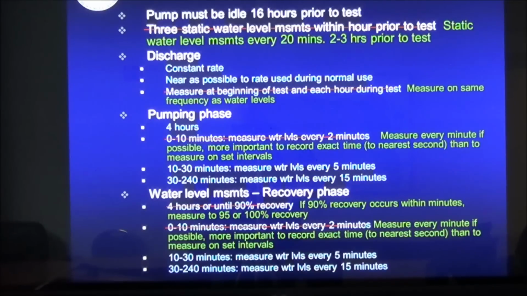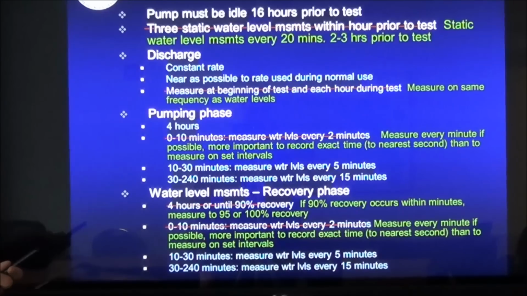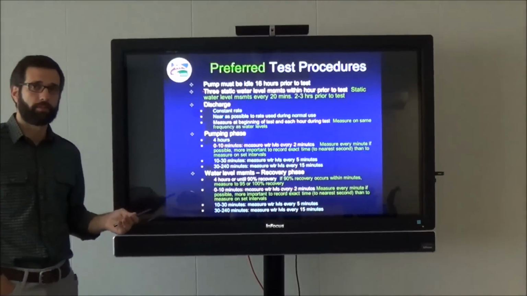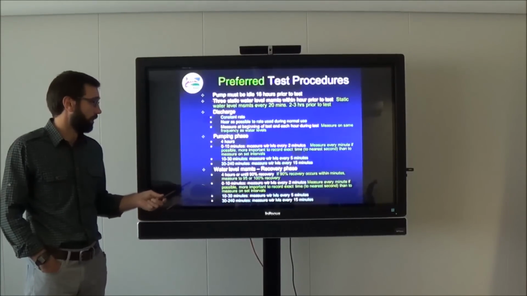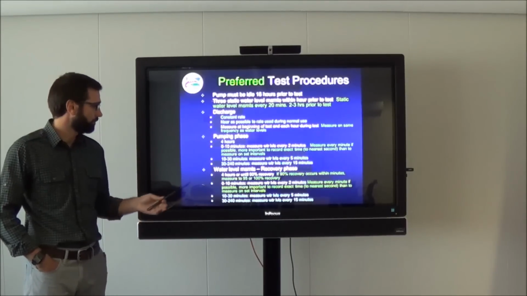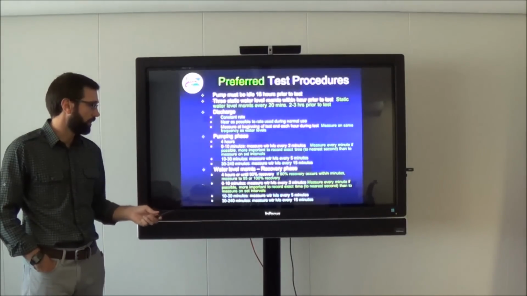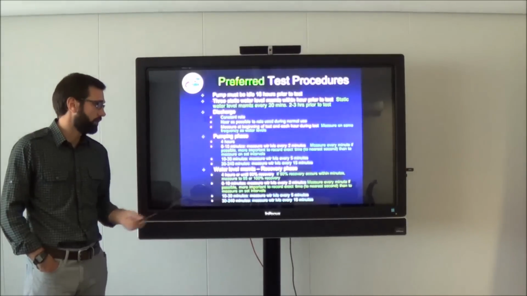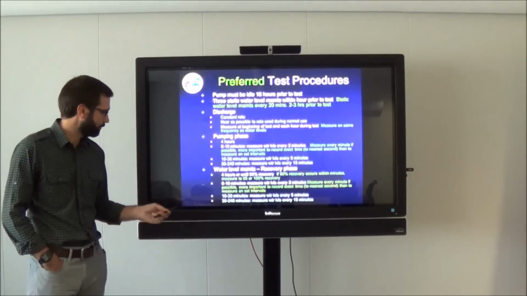A lot of times you can get 90% recovery, especially in a very transmissive aquifer. There's a lot of permeability. You can get 90% recovery within just a few minutes. If that happens, we like to continue to measure until there's about 95% or even 100% recovery. We measure every minute if possible, and we're recording exact time for the first 10 minutes. And then measure every 5 minutes from 10 to 30, and from 30 to 240 we measure every 15 minutes.